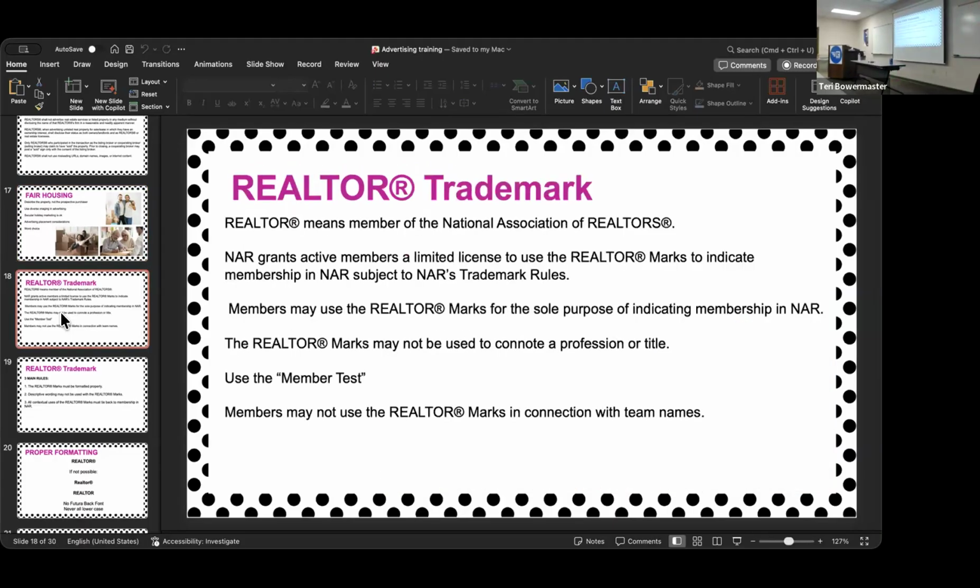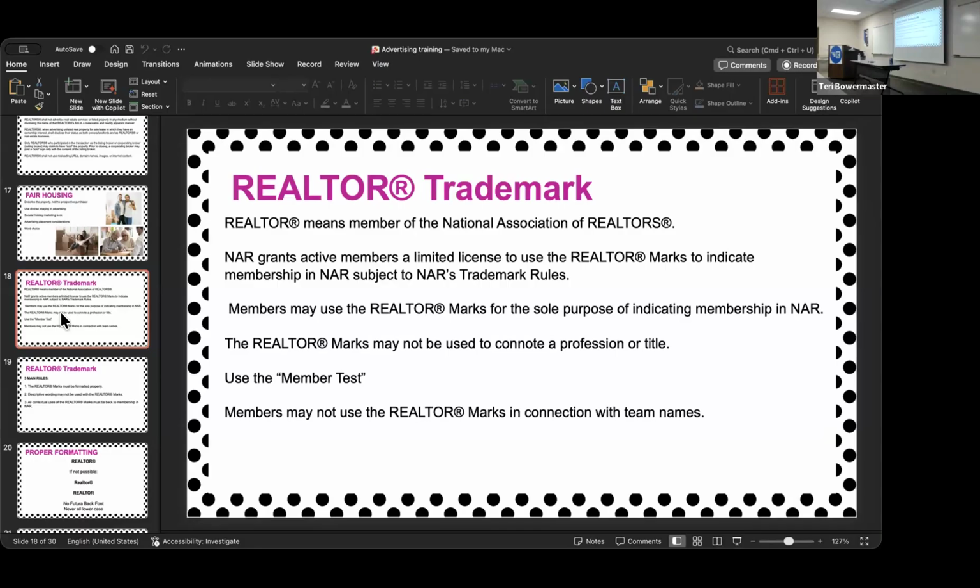Now the realtor trademark, because that is often also very wrong a lot of the time. Not just the way it's formatted, but the way it's used. So the realtor trademark means member of NAR, which also is NAR, not NAR. So GHAR, PAR, and NAR. Okay. So realtor means member of NAR, and that's how it should be used. So we, as being a member of NAR, were granted a limited license to use the term and trademark. Okay, so it is a trademarked term that we are allowed to use, and it comes with rules.